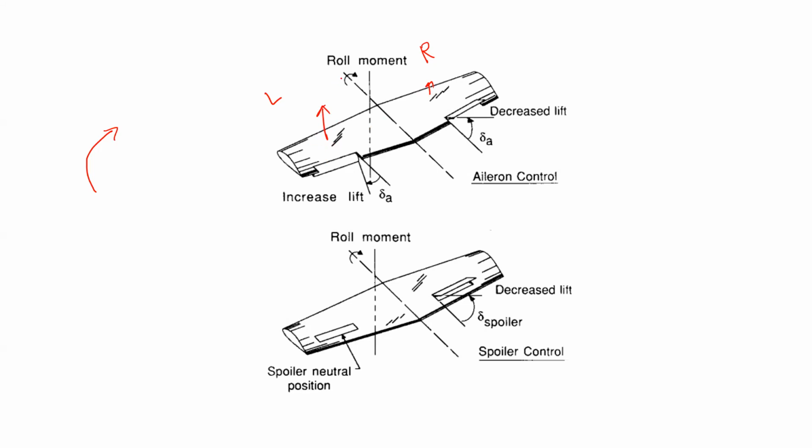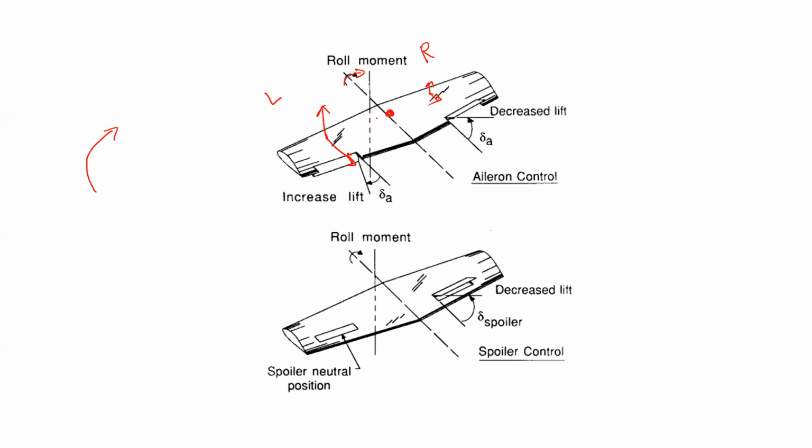Because of that, the aircraft is going to turn, left to right. Yeah, the right wing will go down. Yes, sir. There was an increase in lift, so there is also a corresponding increase in drag. So this drag is higher.